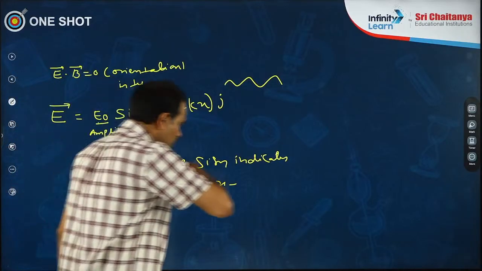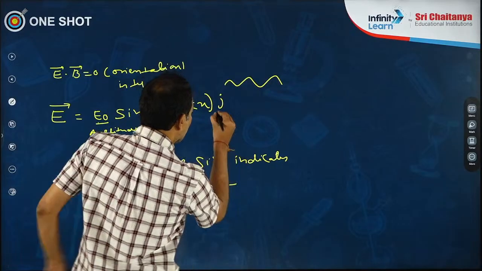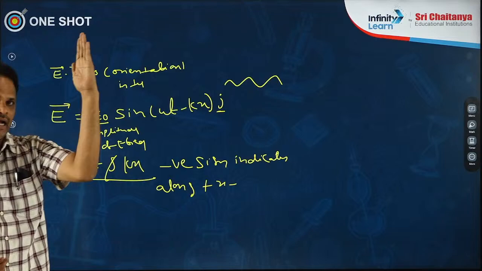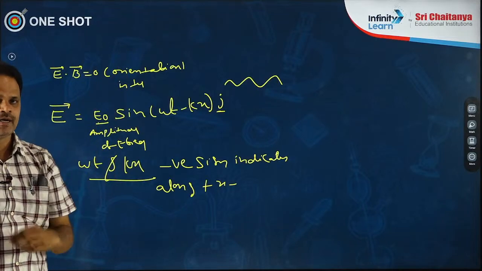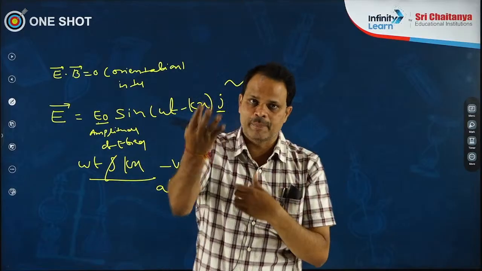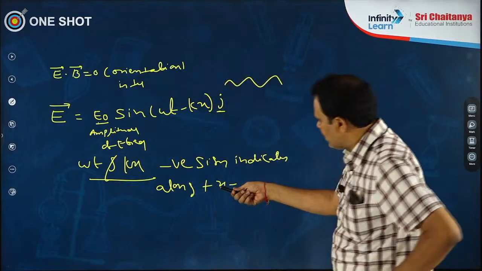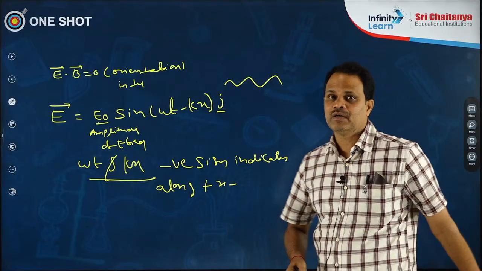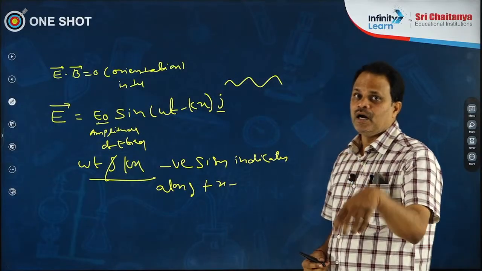Electromagnetic waves are traveling along the positive x direction. Here j means the electric field is oscillating along the Y axis. Definitely the electric field, magnetic field and propagation direction, these three are perpendicular. Propagation is along the X axis, the electric field is along the Y axis, so the magnetic field is either the plus z axis or the minus z axis.